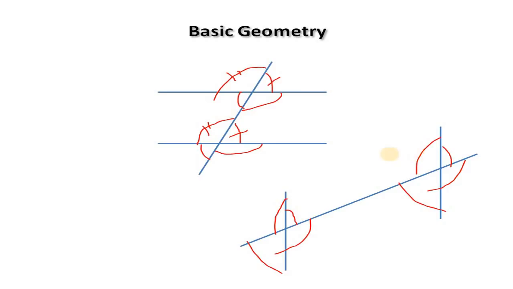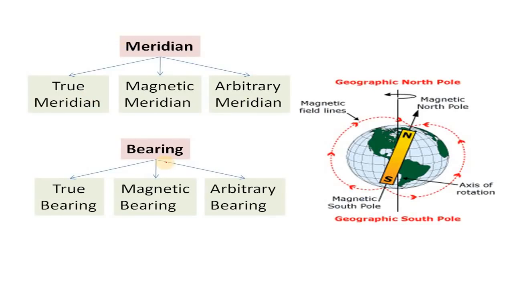Now let's proceed. You understand what meridian is and what bearing is. Before going to this, come to this picture. This is our earth. Earth has two poles. One is called the geographical north pole and geographical south pole, and the second is called the magnetic north pole and magnetic south pole. Meridian is basically of three types: true meridian, magnetic meridian, and arbitrary meridian. You know the meridian is a reference line. What is the true meridian? True meridian is nothing but the imaginary line which joins the geographical north pole of the earth and the geographical south pole of the earth. That is, this line is called the true meridian.